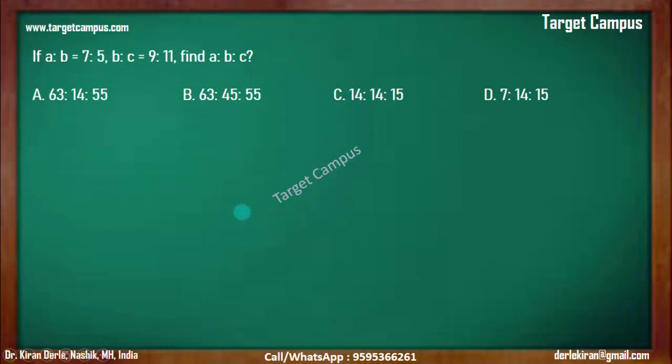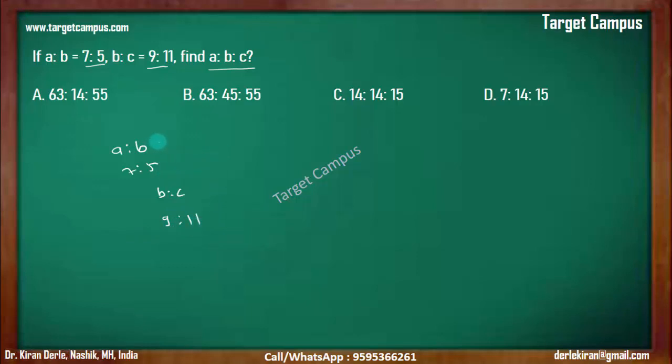Let's move forward. If a is to b is 7 is to 5 and b is to c is 9 is to 11, find a, b, c. Pretty much asked question in most of the exams, guys. A is to b is 7 is to 5, and b is to c is 9 is to 11.